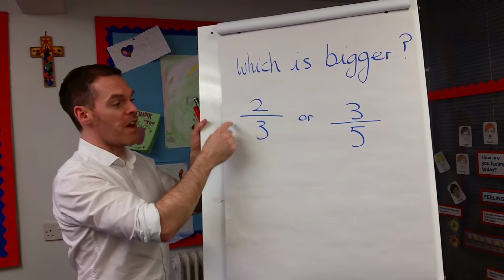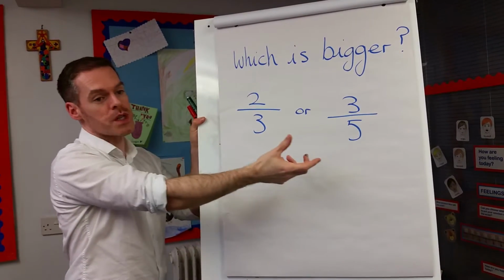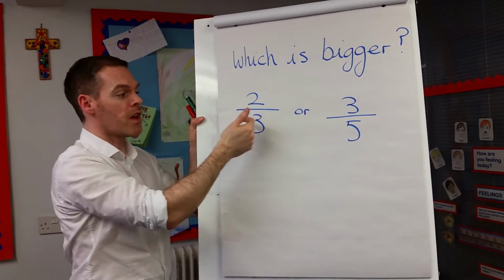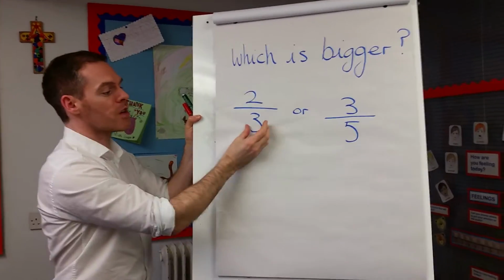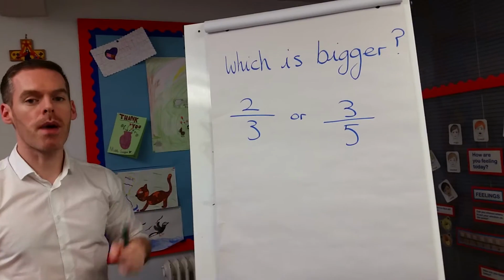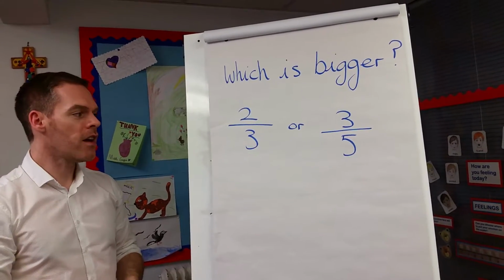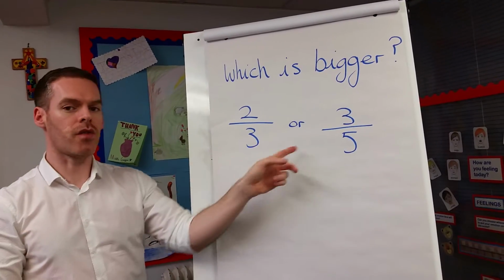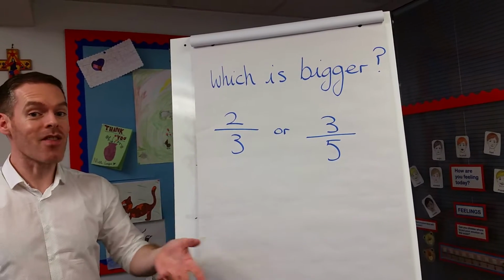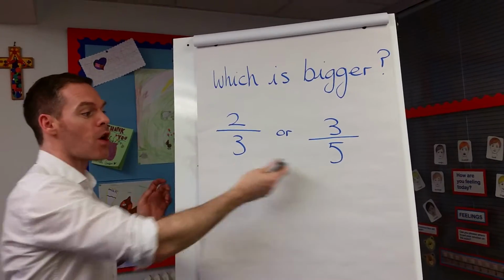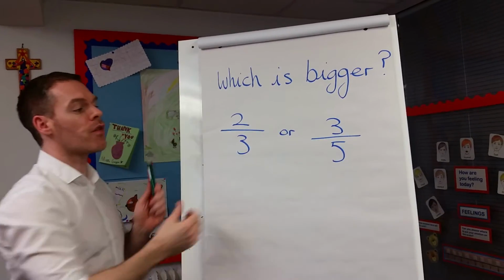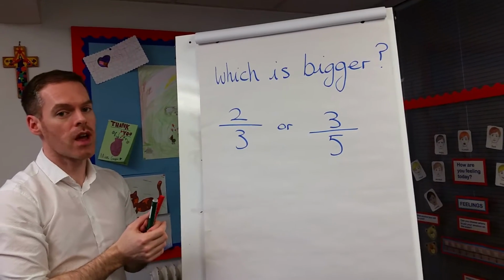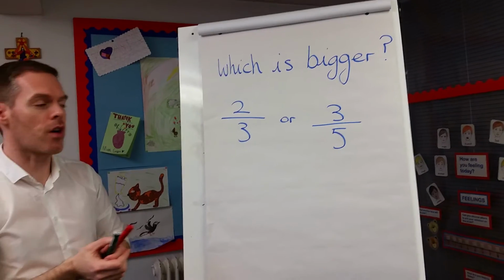If this was 1/5 or 3/5, we'd know which one was smaller. We'd know that 1/5 is smaller than 3/5, it's 2/5 smaller. But because they've got different denominators, we can't compare them. So the only way we can compare fractions with different denominators is to get them to have the same denominator. We need to find a common denominator for both fractions. So I'm going to talk you through how to do that now.